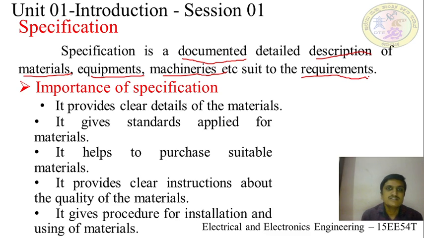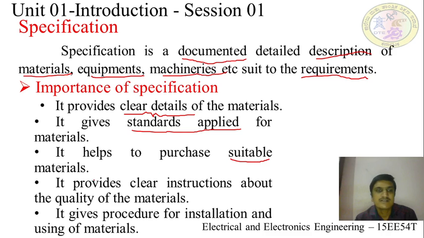Then next, importance of specification. First thing, it provides clear details of the materials. Second point, it gives standards applied for materials, standards as per the Bureau of Indian Standards, in which standard your material should be made. Those things are in the specification. Next, it helps to purchase suitable materials. What are all the required materials you have to purchase, it helps in that.